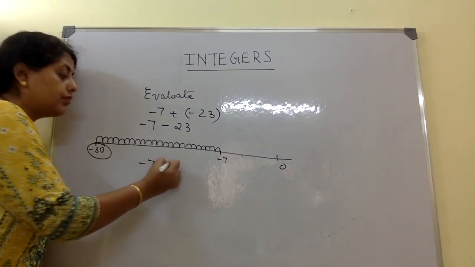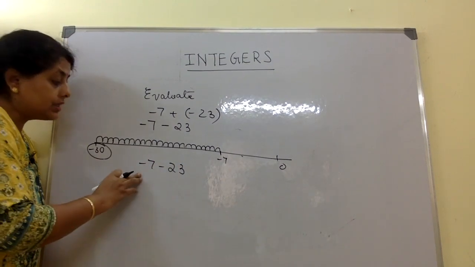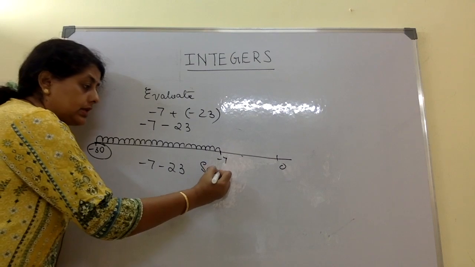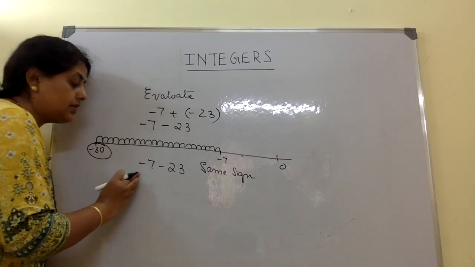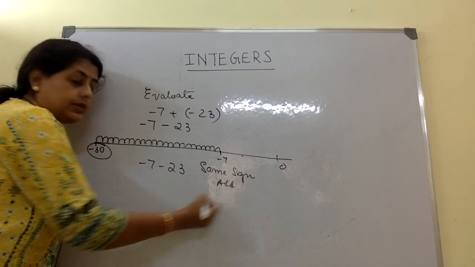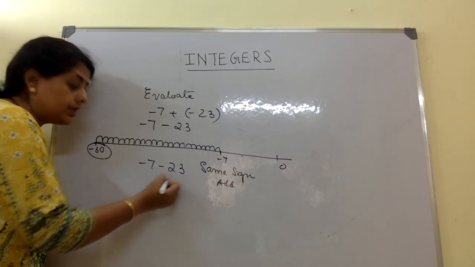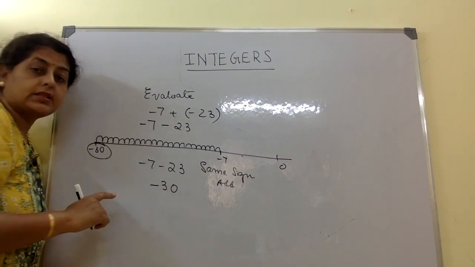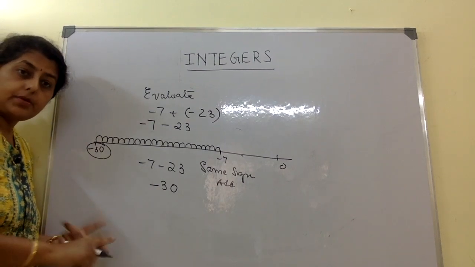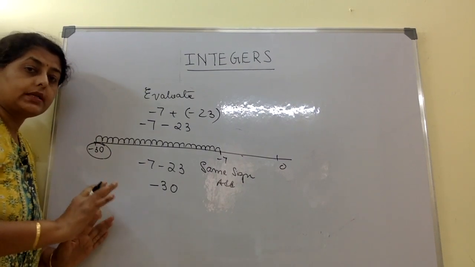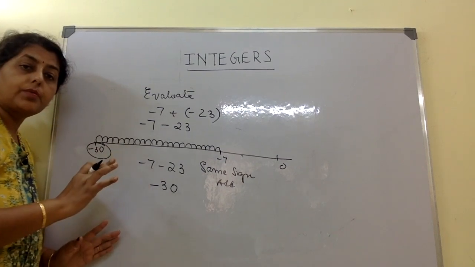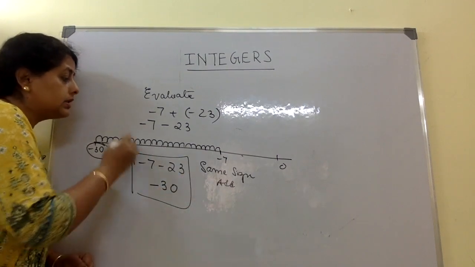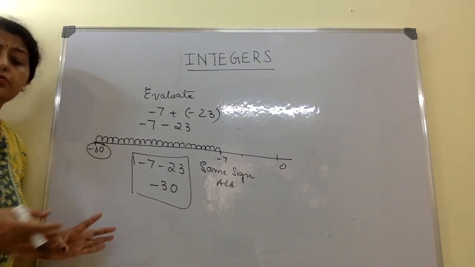Now I shall do it without a number line. Supposing the sum comes to you like this, how will you do it? Here same sign, minus and minus, add, not difference. So simply add the 7 with the 23, you get a 30. Put the common sign. If you subtract, you have to put the sign of the bigger number. If you add, you have to put the common sign. That is it. So this is my sum without the number line. The number line is simply for you all to understand.